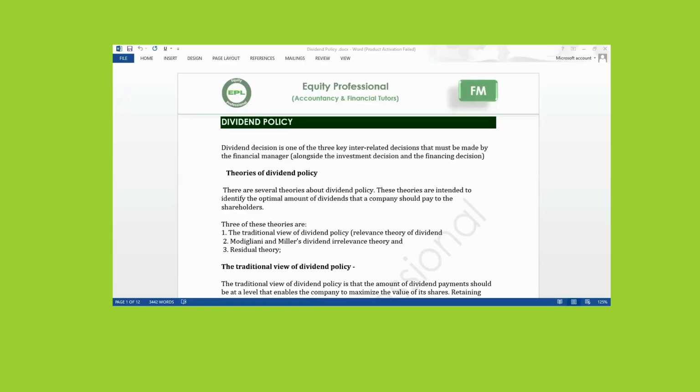The traditional theory of dividends argues that dividend payments will have impact on companies' market value.